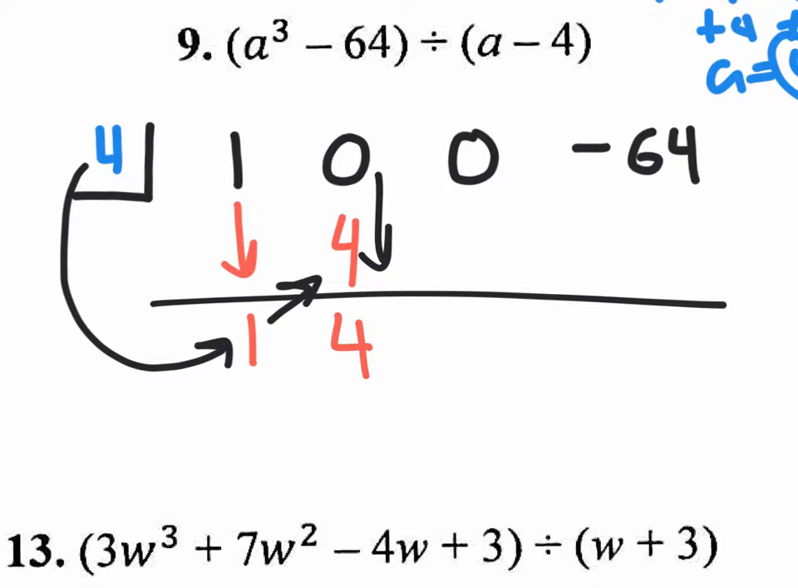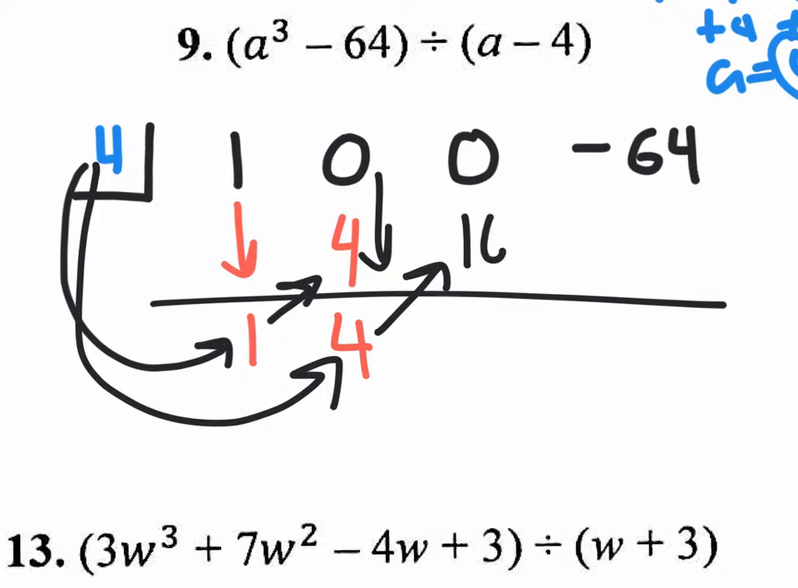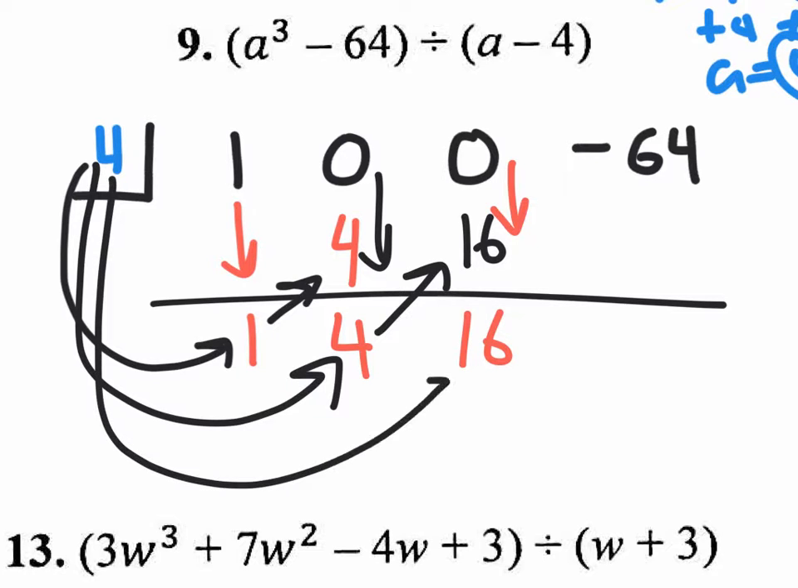And then you multiply again. 4 times 4 is 16. And as you go down, you combine 0 plus 16 is what? 16. And then last but not least, 4 times 16 is what? 64. Now, always on your last term, since we're dealing with the constant, this is what you should do.